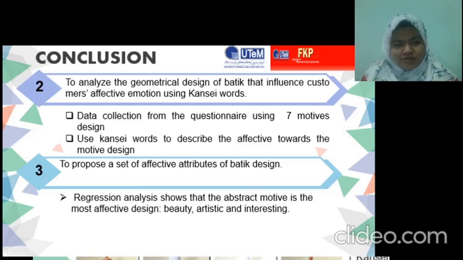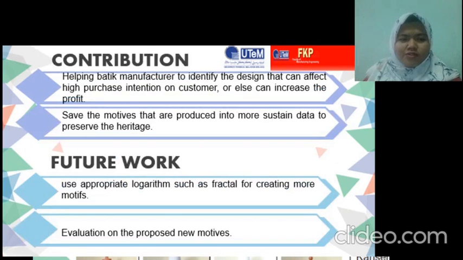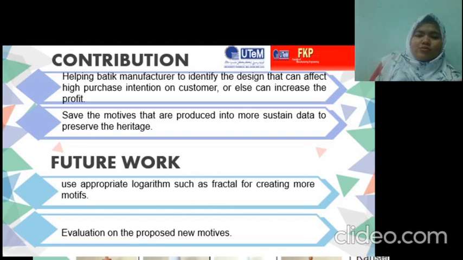We use regression analysis to show that the abstract motif is the most effective design, which the concept is beauty, artistic, interesting. And for the contributions, it can help batik manufacturers to identify the designs that can affect high purchase intention in customers, or else can increase the profit. And the second is to save the motifs that are produced into more sustained data to preserve the heritage.